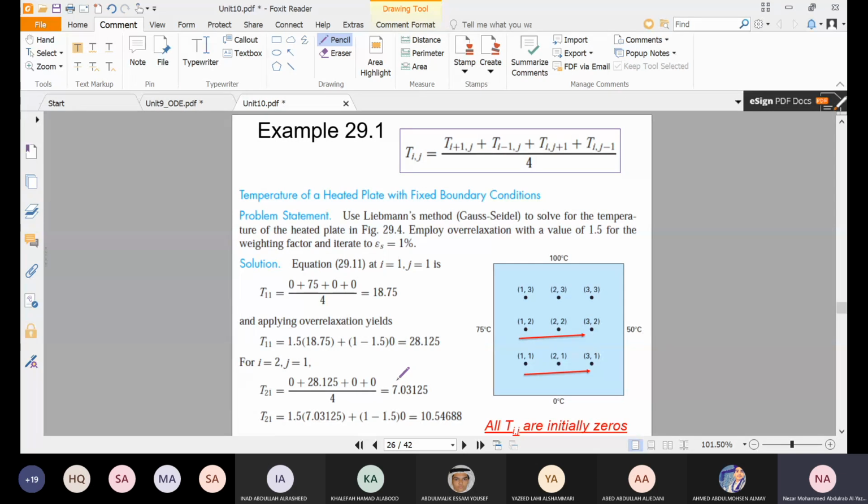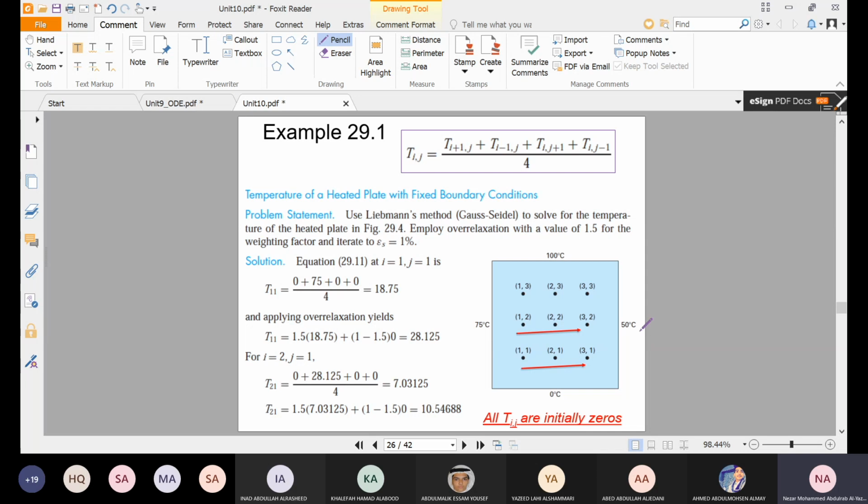For example, here we use the Liebmann method, or Gauss-Seidel method, to solve for the temperature of this grid. It is the same problem that we solved before, but here we solve it by the Gauss-Seidel method with over-relaxation, with a value of lambda equal to 1.5, and stop when the approximate error is equal to 1%.